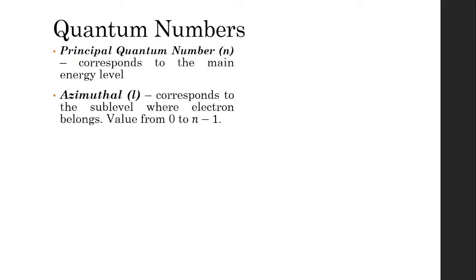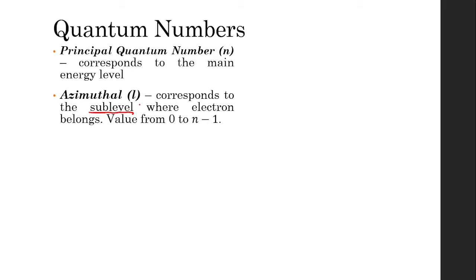Next, you have what we call the azimuthal, or actually the angular momentum quantum number. The angular momentum quantum number corresponds to the sublevel where the electron belongs. Remember, the sublevel tells you where the electron is, right? And remember, a sublevel could be an S, P, D, F, G, H, I, and so on.